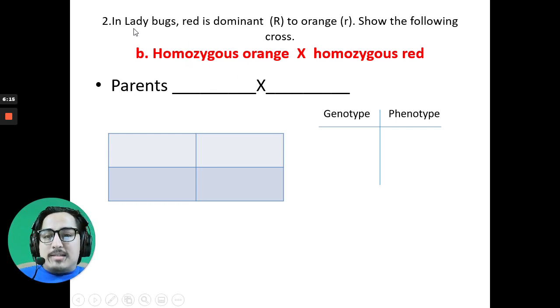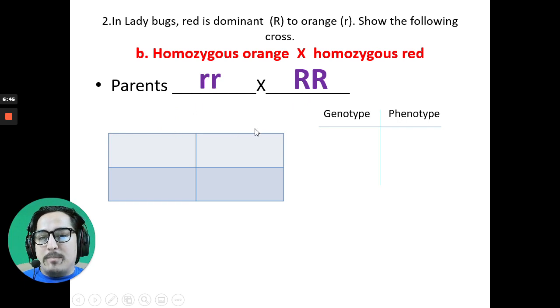So, in this case, same example. Ladybugs that are red is dominant and then orange is recessive. So, you're going to cross a homozygous orange, right? Homozygous orange with a homozygous red. Homozygous means 2 are the same. Orange is lowercase r. You write 2 lowercase r's. Homozygous red is dominant, and homozygous is the same. So 2 dominant letters, 2 capital. Right? This goes here, this goes here.